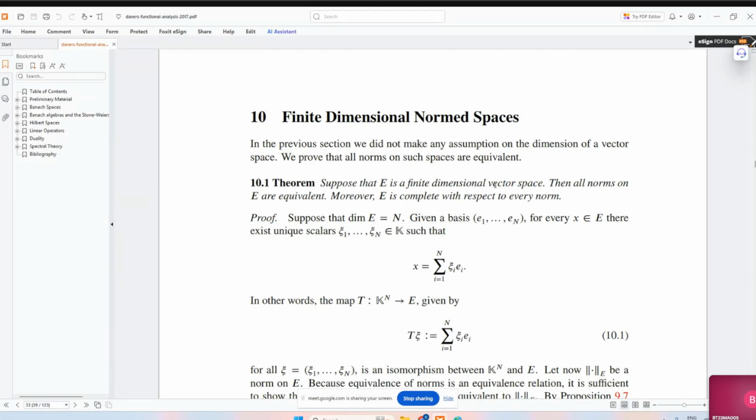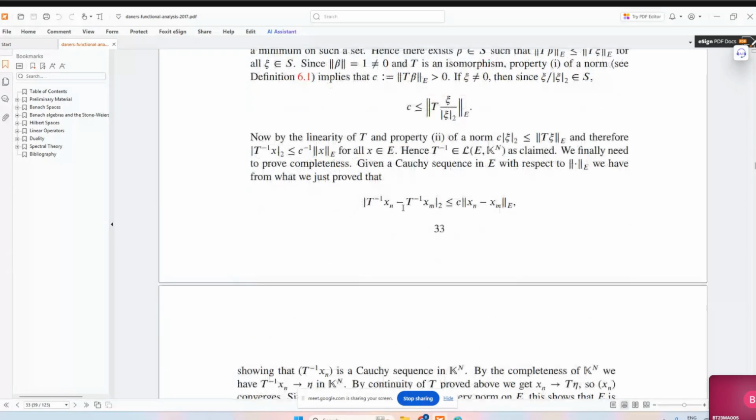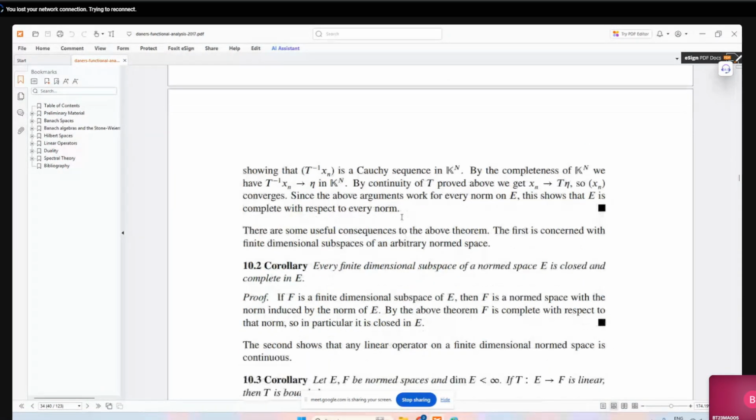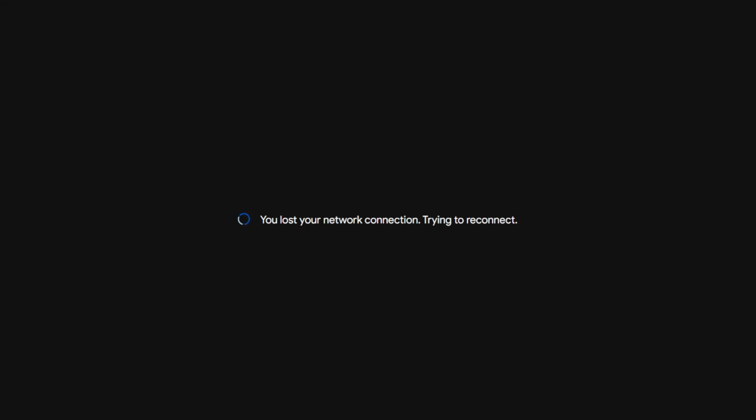And not only that, since Kn is complete, this E also will be complete. So that is the proof that we have. Now what it says is that every finite dimensional normed linear space is closed and bounded, and therefore it's complete. Now let me explain to you what is the story that we have done.